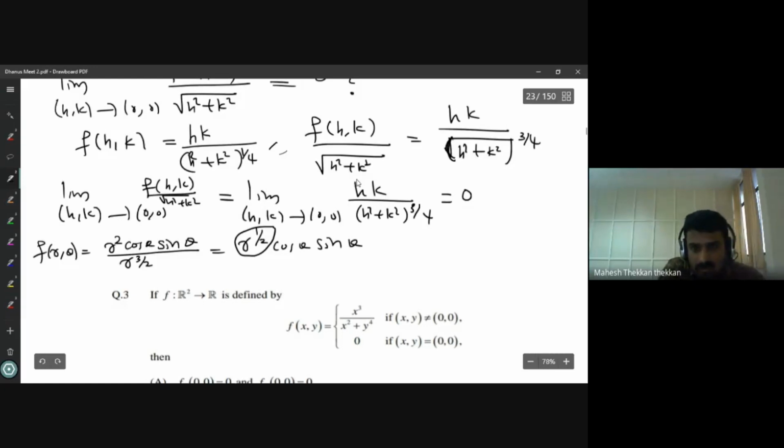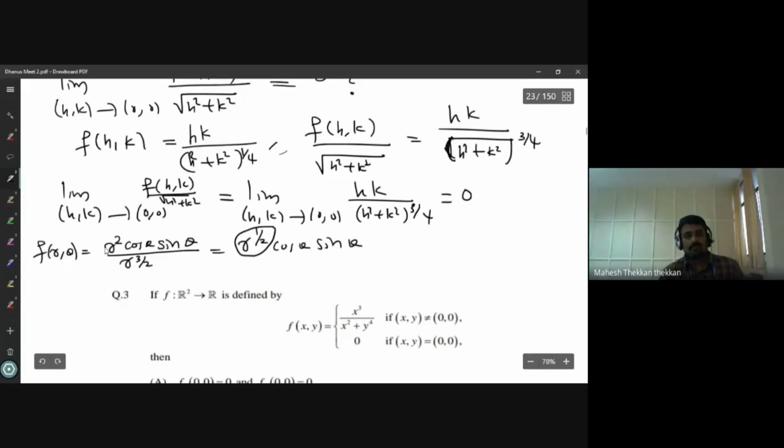The only thing you need to observe is the degree. You look at the polynomial in the numerator. That is a polynomial in h, k, and its degree is 2. In the denominator, you have the smaller degree, so the limit has to exist and it has to be 0. That is one observation only. If you want to do it more precisely, you have to convert it to polar coordinates.